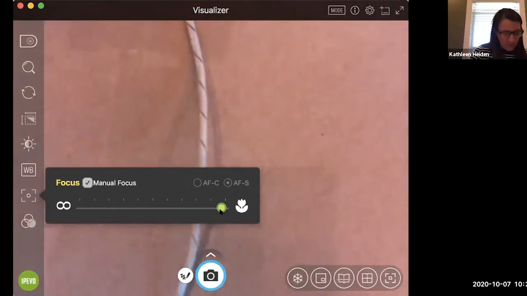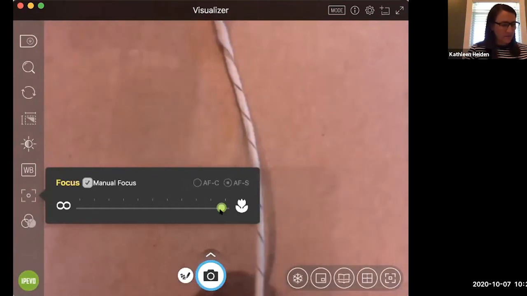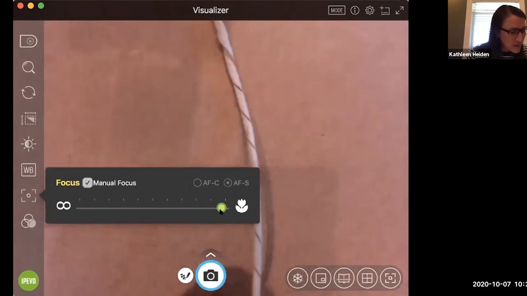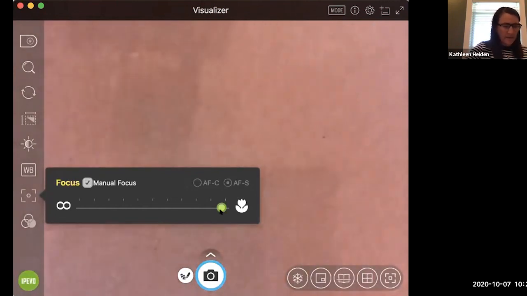Okay, paper, your fiber content's 100% cellulose. It has an S twist. It's a monofilament. It's smooth.